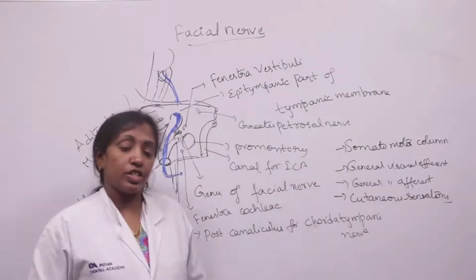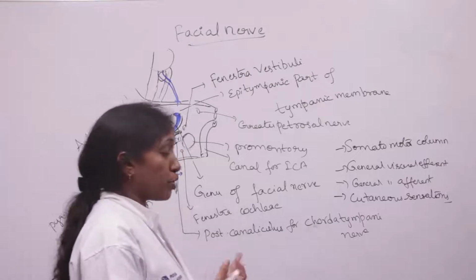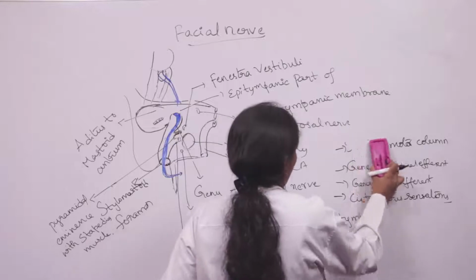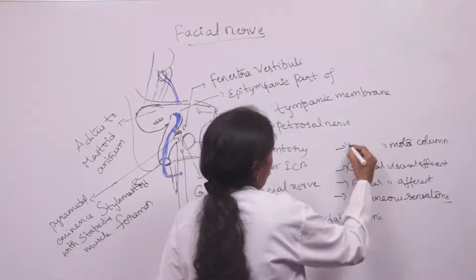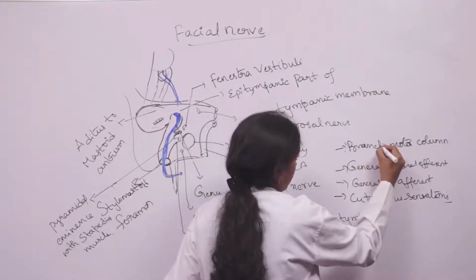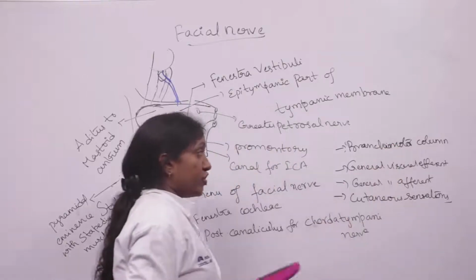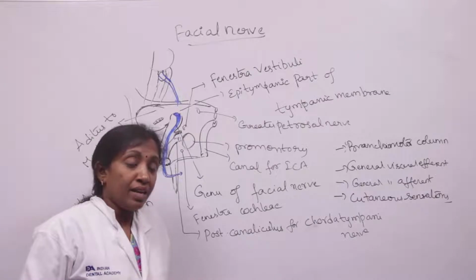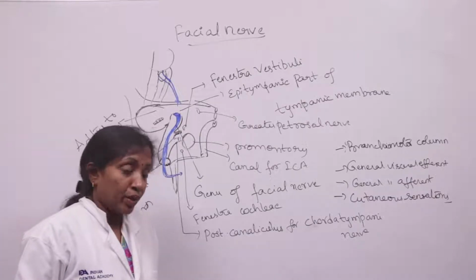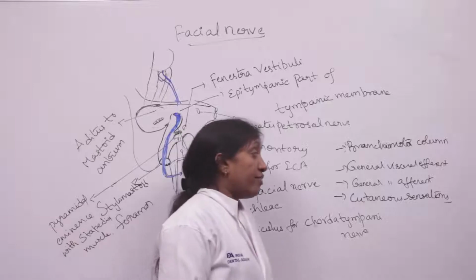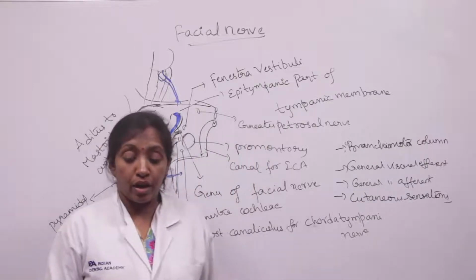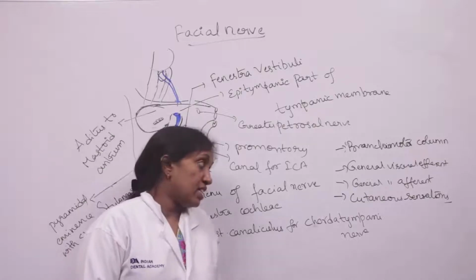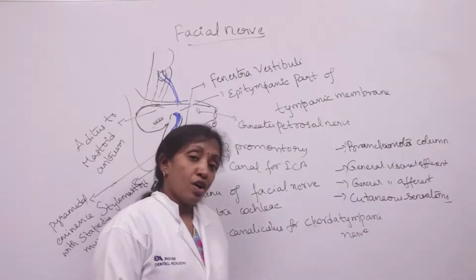The somatomotor column, which is also called the branchiomotor column, supplies the muscles derived from the second arch. The general visceral efferent column conveys preganglionic parasympathetic fibers to the lacrimal as well as submandibular and sublingual glands, and the afferent column carries sensation from the anterior two-thirds of the tongue as well as from the soft palate, and cutaneous sensations from the concha. These are the functional components.